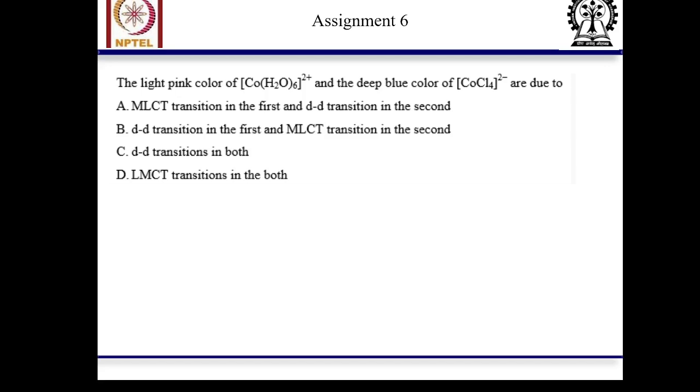The light pink color of Co(H2O)6 2+ and the deep blue color of CoCl4 2- are due to the... That is the important question. Can anyone tell what the answer is for the light pink color of Co(H2O)6 2+ and deep blue color for CoCl4 2-?